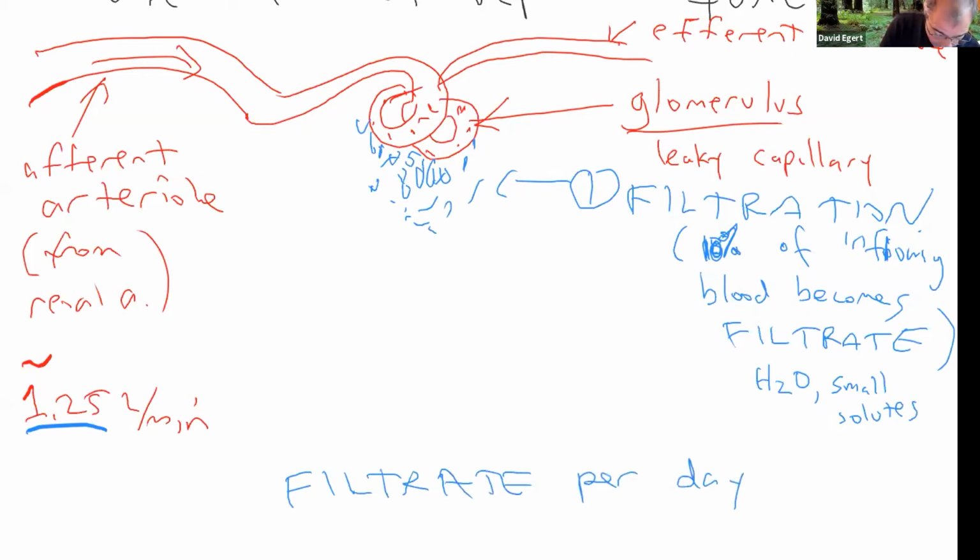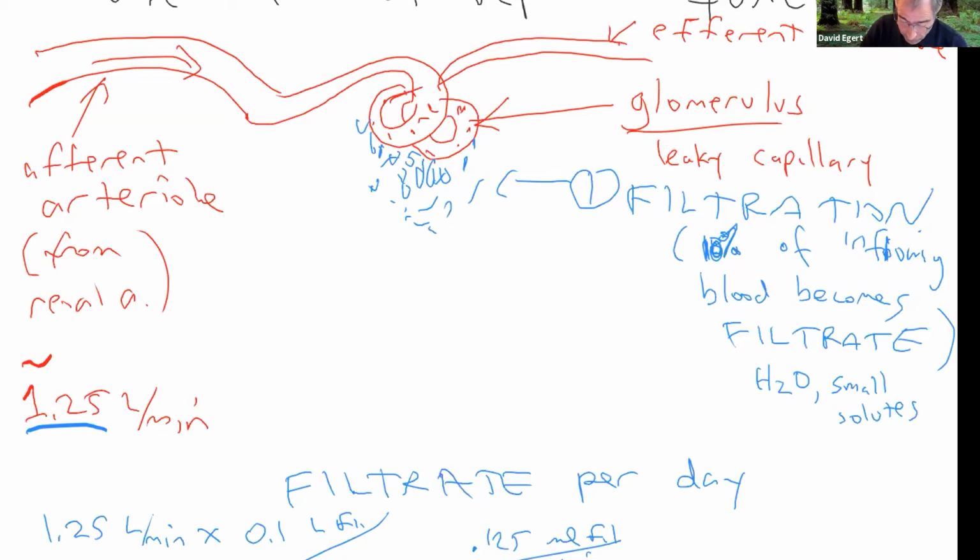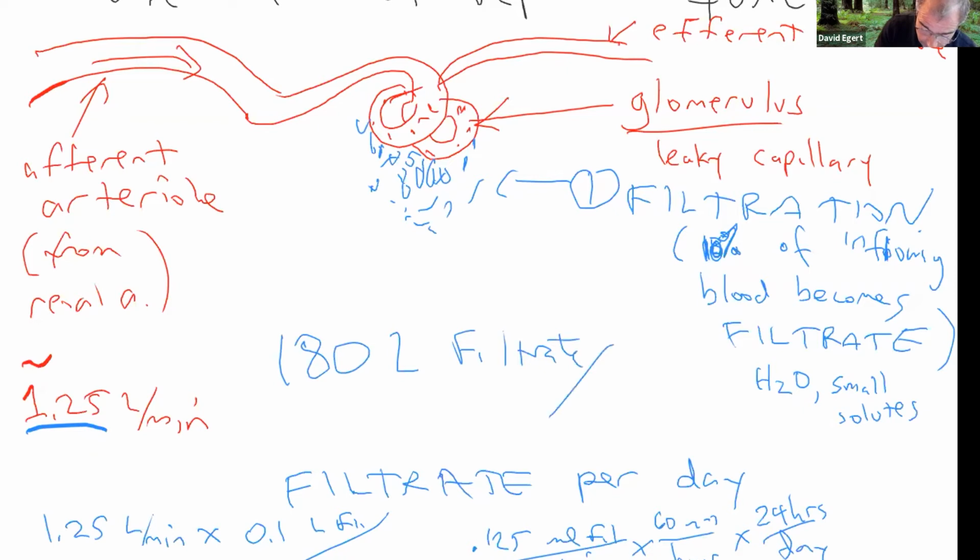Right, so we can figure this out. 1.25 liters per minute of blood times 0.1 gives us about 0.125 liters of filtrate per minute. And then if we multiply times 60 minutes per hour, and multiply that times 24 hours per day, this ends up being about 180 liters of filtrate per day. So this is obviously not your urine. If this actually was leaving your body, you'd be dead in minutes because you'd be losing all this water out of your blood.